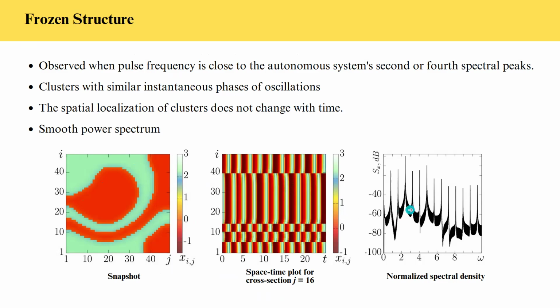And we got a smooth power spectrum with two additional harmonics between initial spectral maxima. The regime of frozen oscillation is typical for biological systems. For example, frozen structures in cardiac rhythms can manifest as sustained patterns of heart muscle contractions that persist unchanged over a specific time interval.